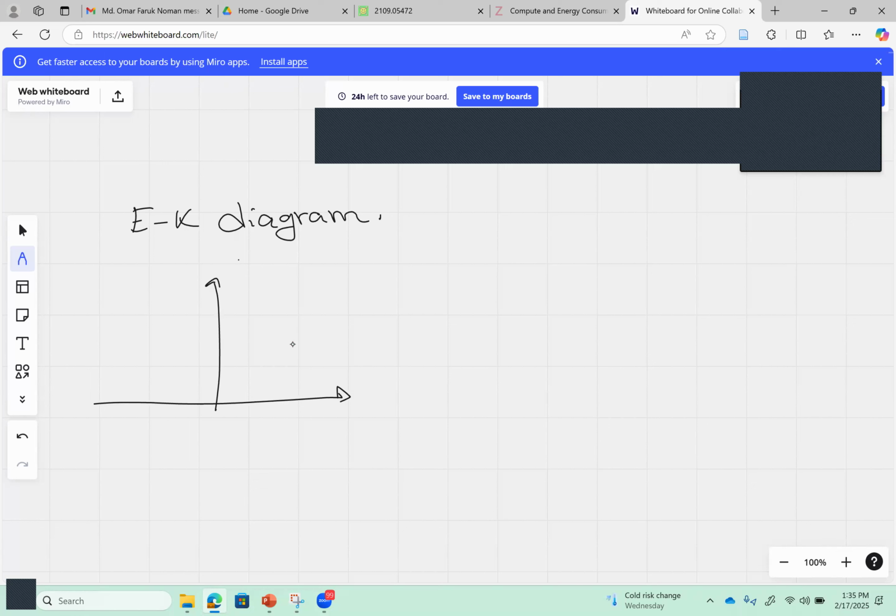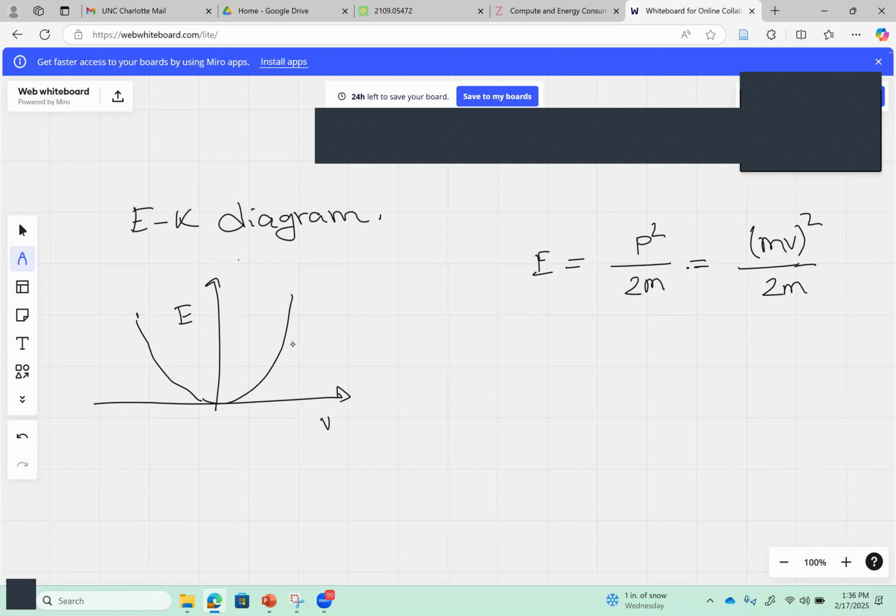So just to remind you one more time, a classical particle always follows the following relation. The energy is p square by twice m, where P is the momentum, right? We can also write P as mass times velocity. So if I draw energy versus momentum of a classical particle, it will look like a parabola, right?